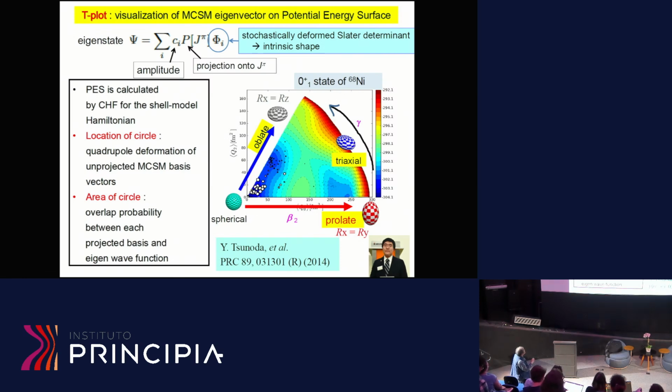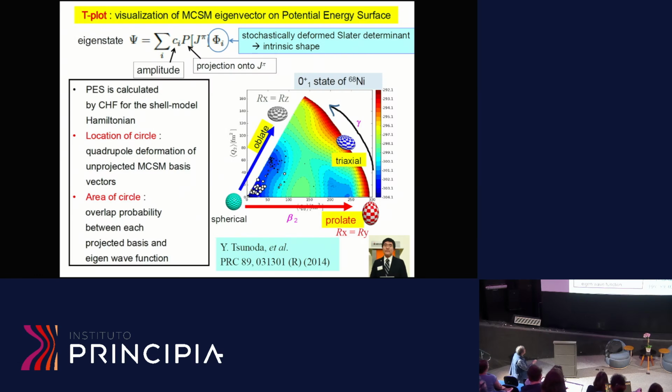So each basis vector has its own quadrupole moment. You can calculate this quadrupole moment, and you obtain Q0 and Q2, and from Q0 and Q2 you obtain beta 2 and gamma. Then we can pin down each basis vector on this potential energy surface, having this beta 2 and gamma. For instance, this one is one of the basis vectors, and it should have this beta 2 and this gamma.